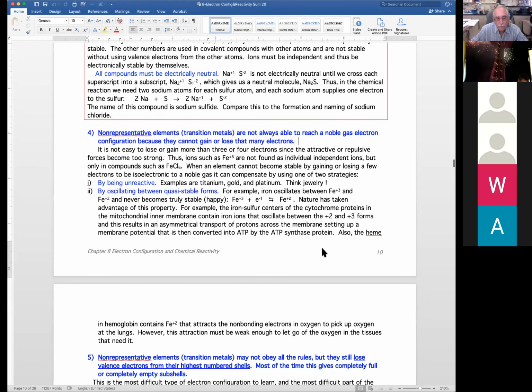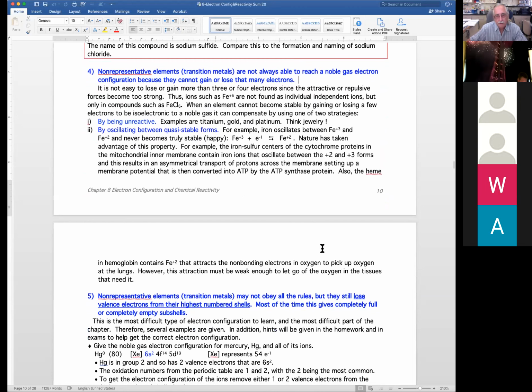Okay, well, the fourth point I want to make is that the non-representative elements, which really are metals, the transition metals, what's their problem? Why are they acting so weird? It's because most of them can never become like a noble gas. Never. They will never become happy.